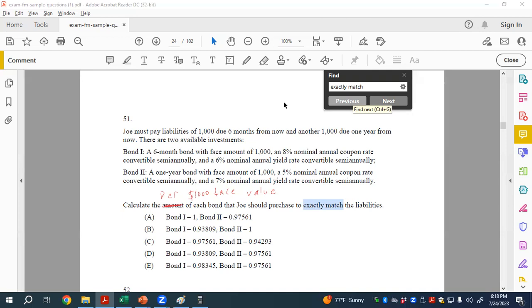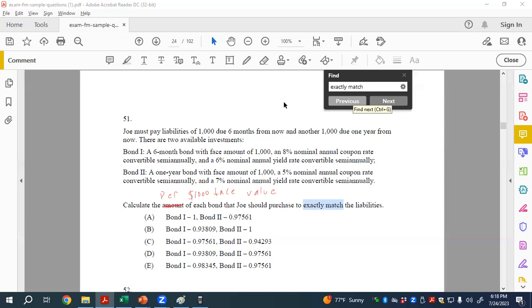Similar to the one before, Joe pays liabilities of $1,000 due 6 months from now, and another due 1 year from now. There are two available investments. Bond one is a 6-month bond with face amount of 1,000, 8% nominal coupon rate converted semi-annually, and 6% nominal annual yield rate converted semi-annually. So both are nominal semi-annual rates. Bond two is a 1-year bond with face amount 1,000, 5% nominal semi-annual coupon rate, and 7% nominal semi-annual yield rate.